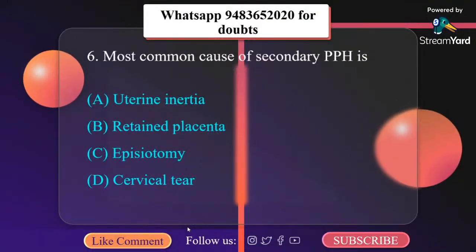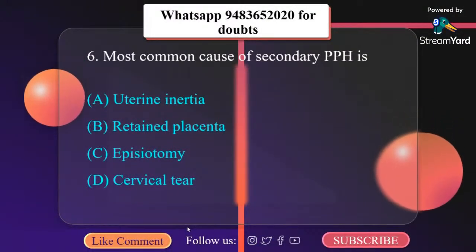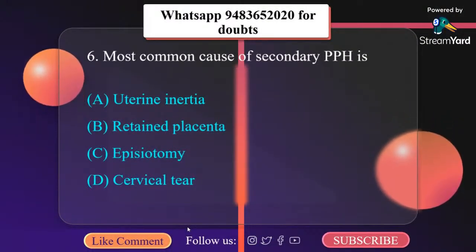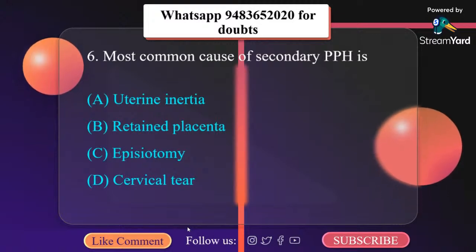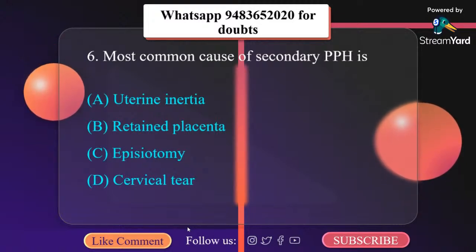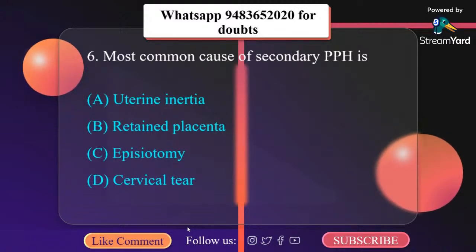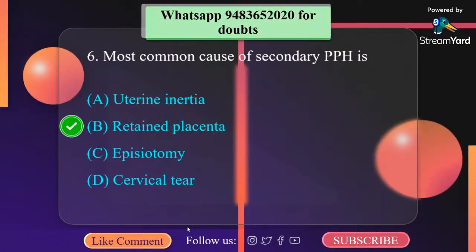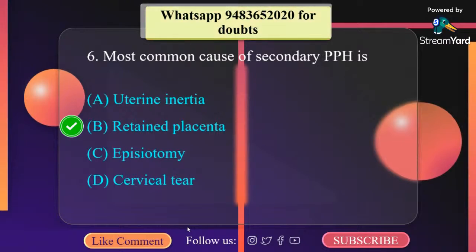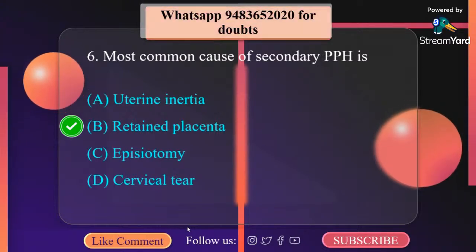Most common cause of secondary postpartum hemorrhage (PPH) is A. Uterine inertia, B. Retained placenta, C. Episiotomy, D. Cervical tear. It is retained placenta. Retained placenta is the most common cause of secondary PPH.